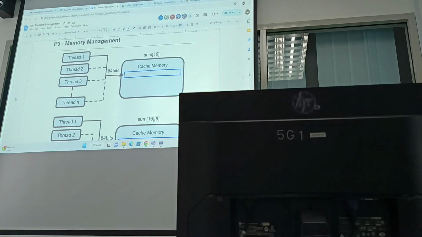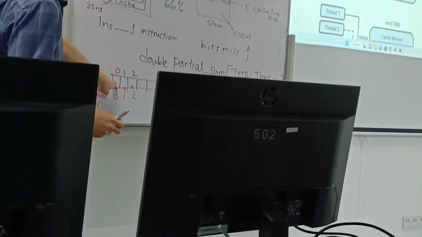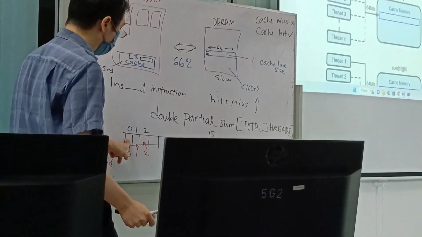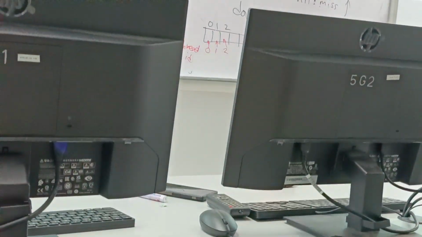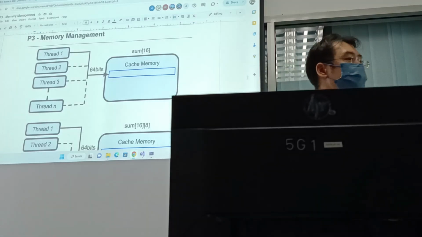Why? Because remember, we have this partial sum. In our partial sum, we have total threads of elements, and this is double and shared. Pictorially, it looks like this: here is element 0, element 1, element 2, up to element 15. Thread ID 0 is going to use element 0, thread ID 1 is going to use element 1, thread 2 is going to use element 2. When they do the partial sum, they sum and put the result inside here, because these are separate elements and they are not going to share. This partial sum array is shared, but the way we access and update each element is not shared.